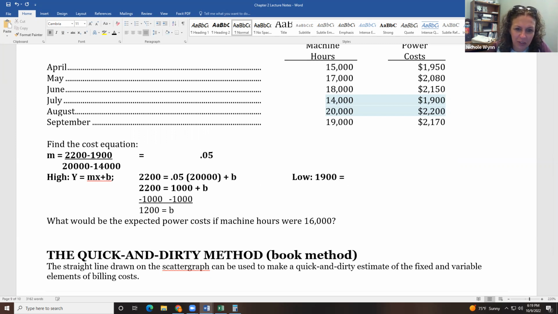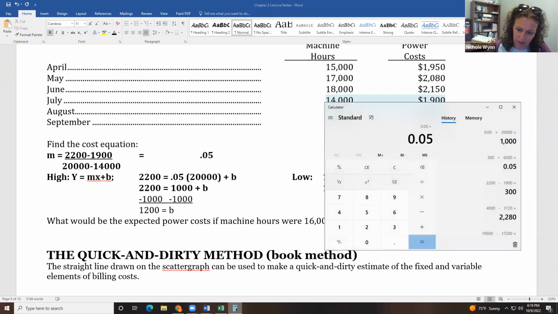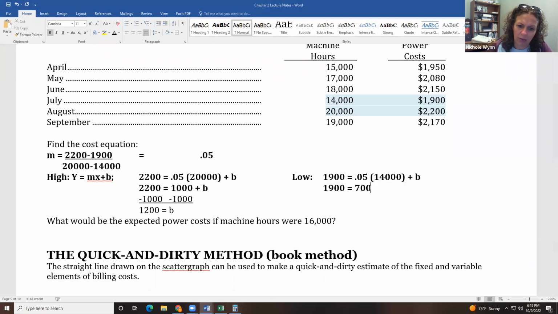Okay. If we did the low road, just so you can see it, then I would say 1,900 equals 0.05 times 14,000 plus B. And then I would say 1,900 equals 0.05 times 14,000. It should be 700. 700 plus B. And then I would subtract, oh no. Subtract 700 from each side.